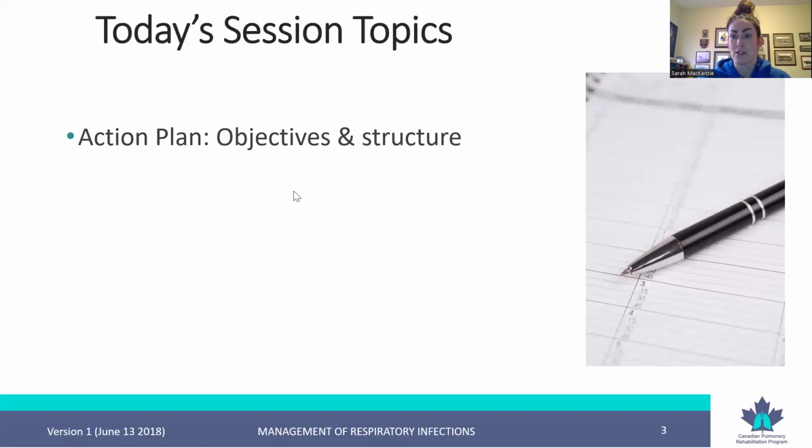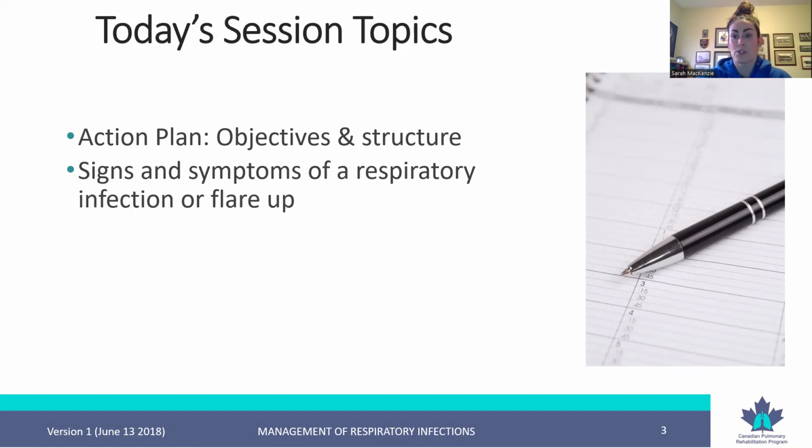So today we're going to introduce the breathing action plan, including objectives and structure. We'll talk about signs and symptoms of a respiratory infection or flare-up. When we're talking about the breathing action plan, there are three topics that we will use to complete this document for you. The first one is how to tell if you're getting a chest infection. Then we'll talk about identifying and managing your triggers. And we will also talk about our emotions, our stress and anxiety, and the relationship that plays with our breathing as well.